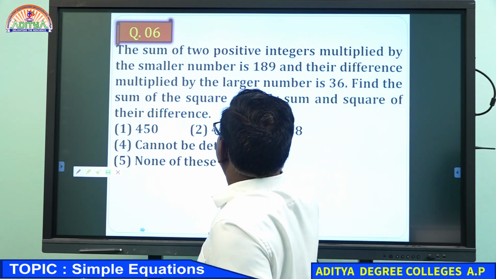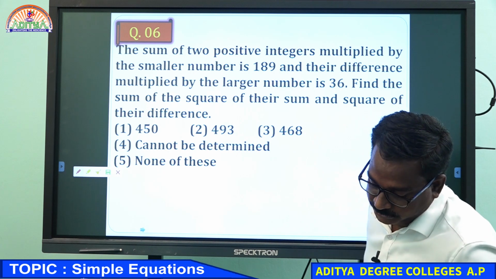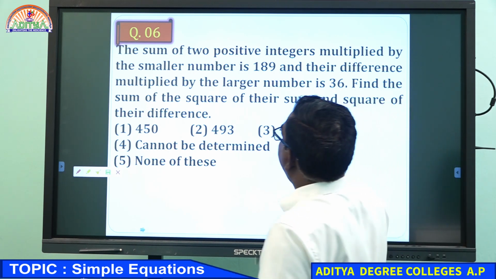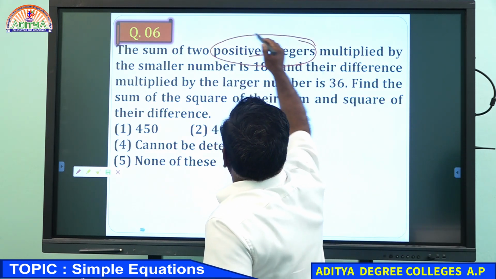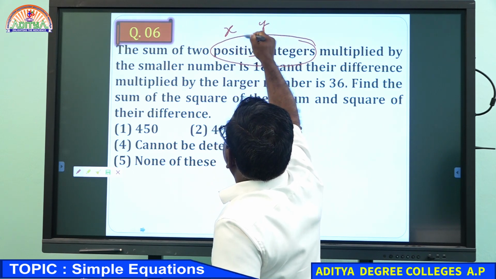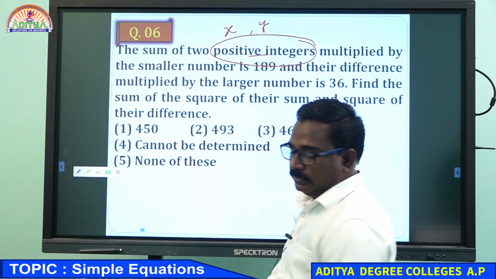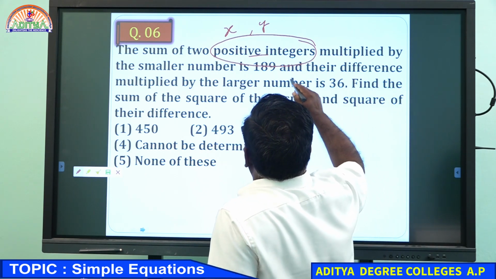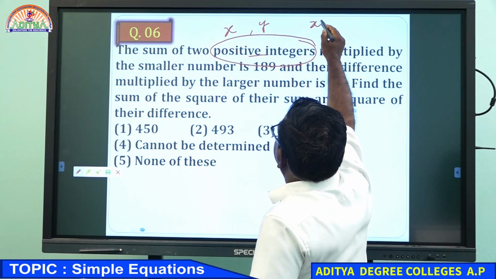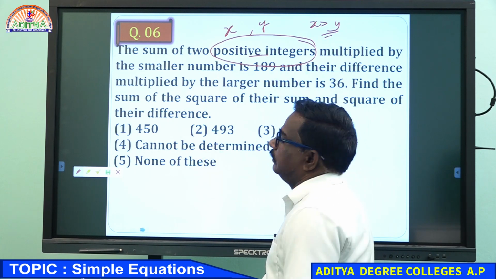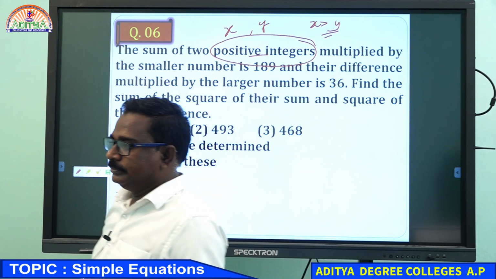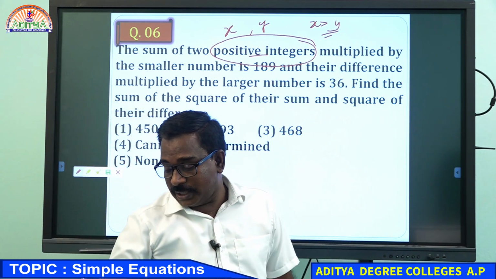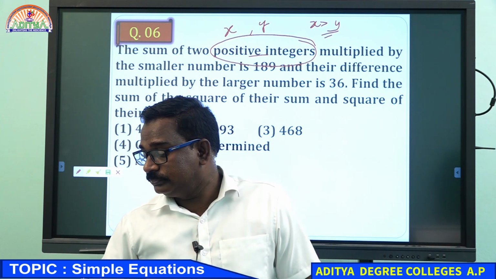Sum of two positive integers. Suppose we take these positive integers, one is x and the other one is y. And one is more than the second one, suppose x is greater than y if we take. We can take y greater than x also, right? Now try, we can discuss now.